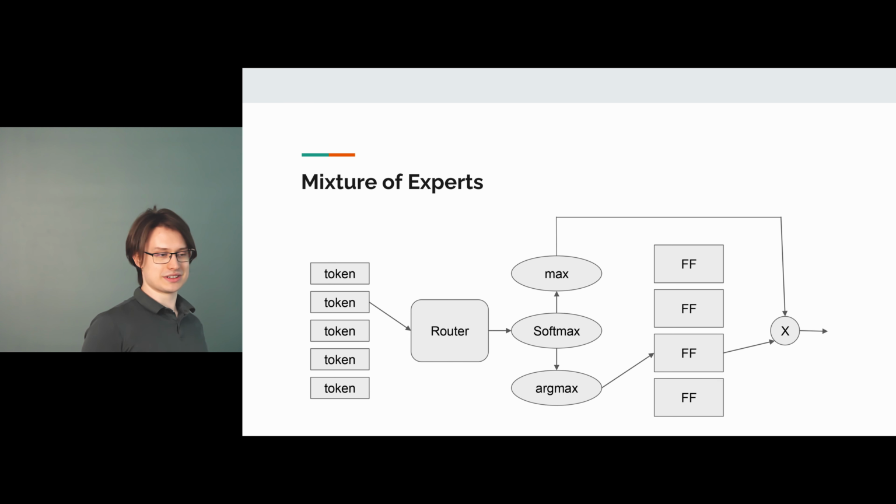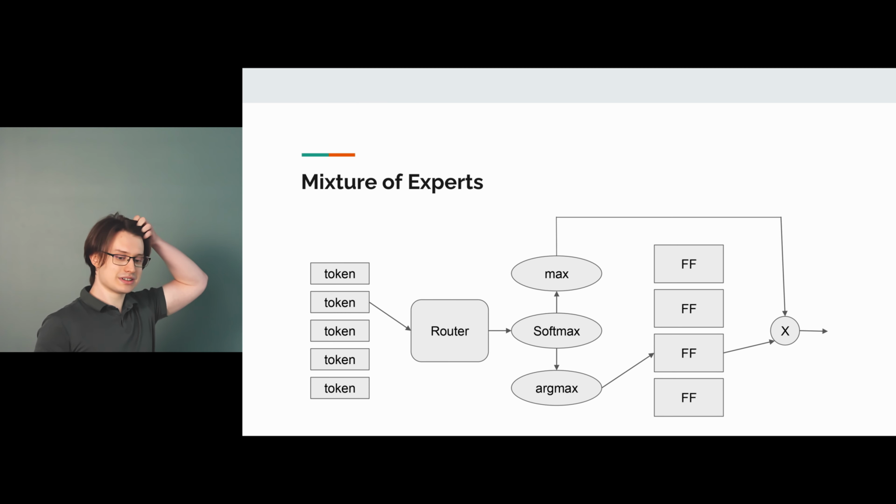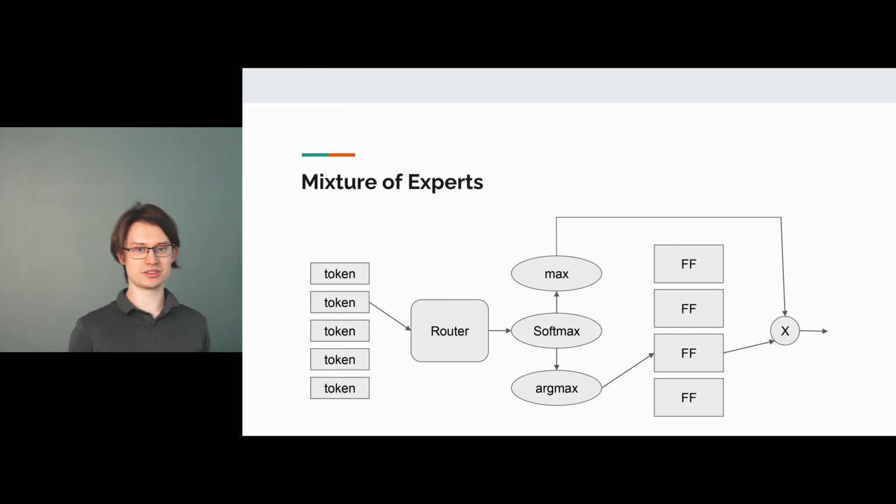So the idea behind mixture of experts is you have a lot of copies of those layers. All of them have separate weights, and there is a network before those experts that chooses which expert will be best for a given token. And then we get the benefit of having more parameters, but only a small subset of them is used in the forward pass of our model. So we get way less computation.